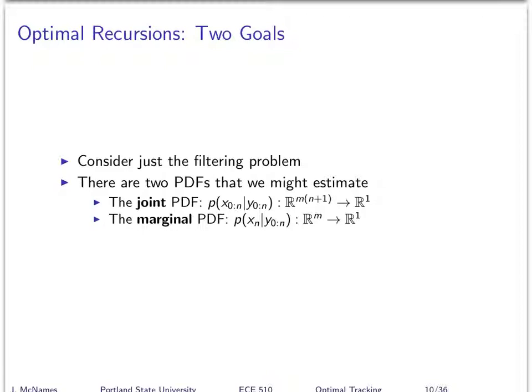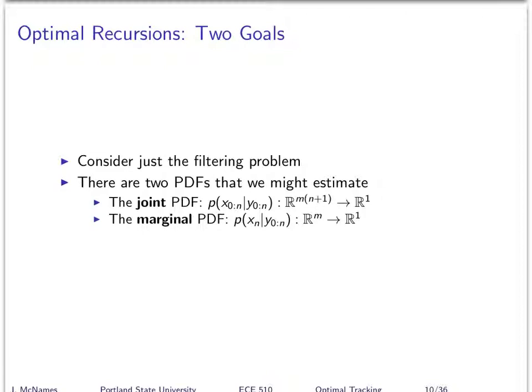There are two PDFs that you should think about. One I'm going to call the joint PDF, and the other is the marginal PDF. By joint PDF, I have to be careful, because this joint PDF is also a conditional PDF. It's still the posterior PDF, in that we're looking at the probability of a state trajectory given all the measurements from 0 up to the current time. But it's a joint PDF because it looks at the entire state trajectory from time 0 to time n. This is a high-dimensional thing. The dimension of this grows with time.